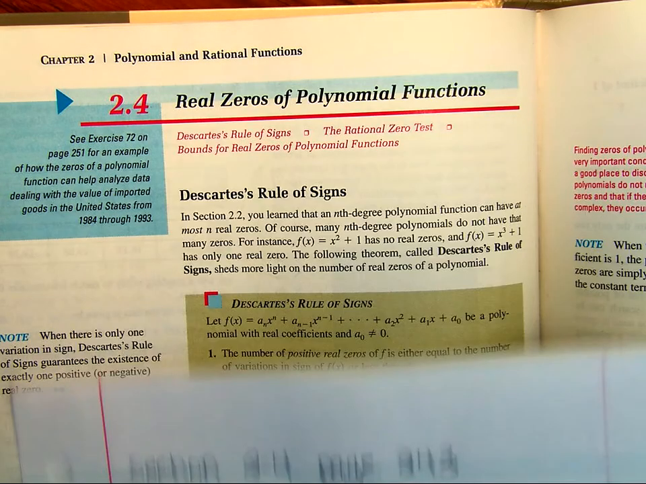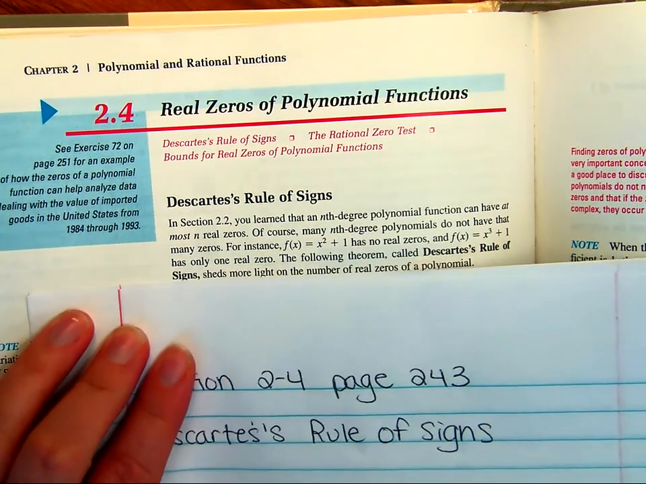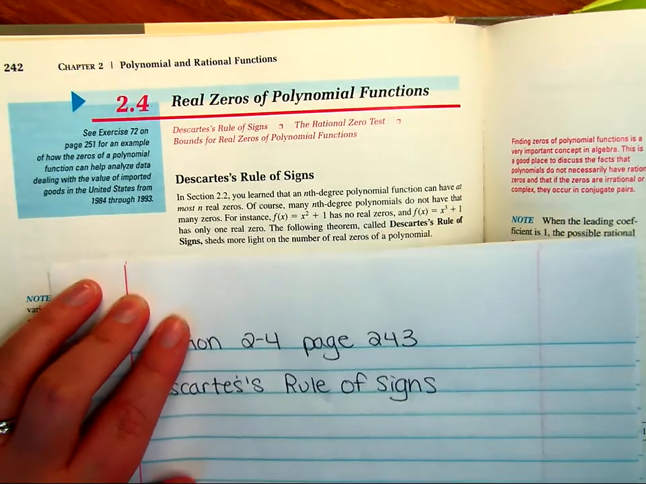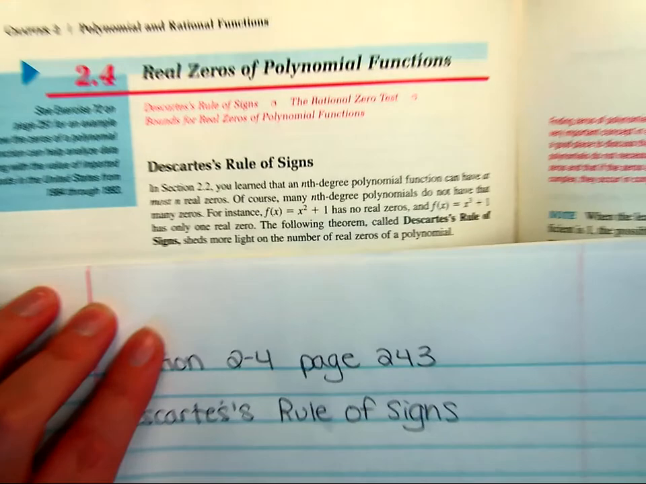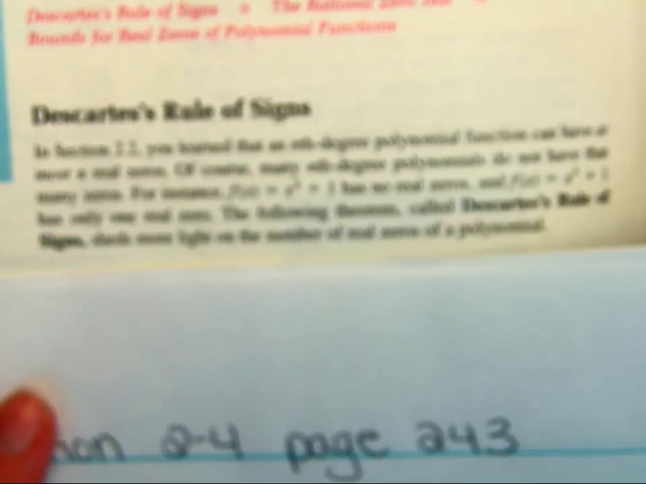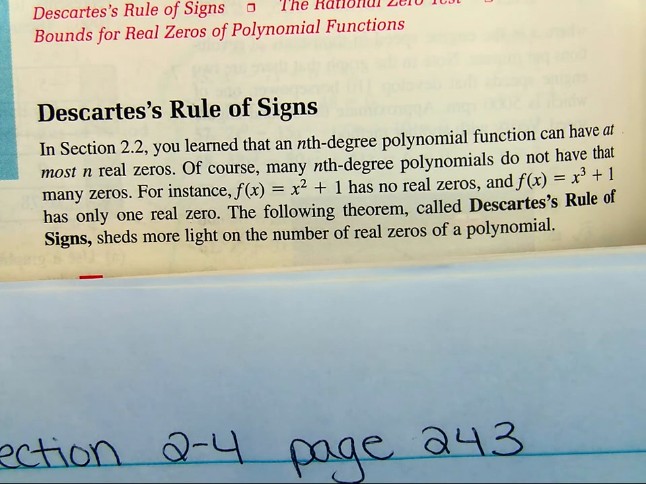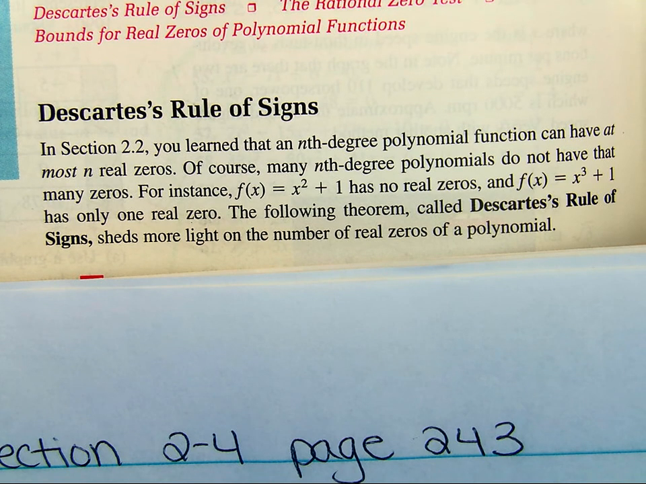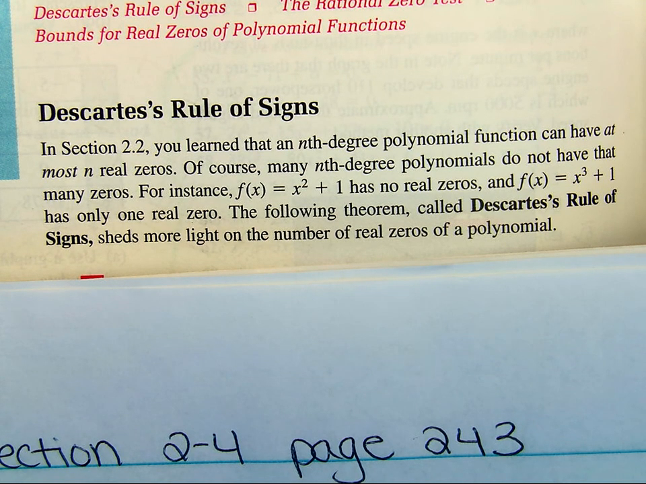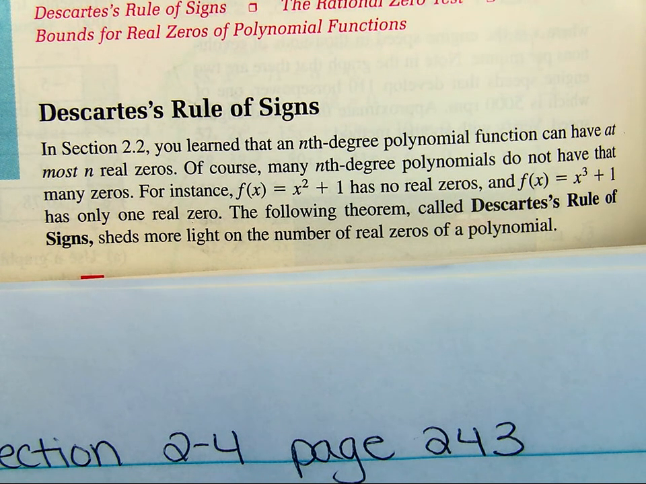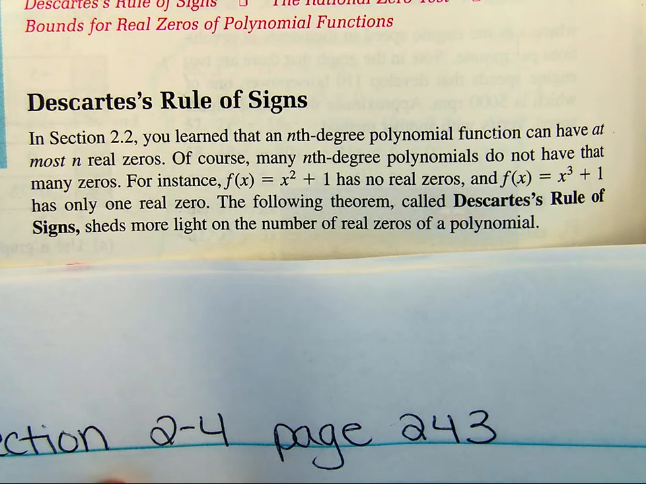And I'm going to read on page 242 at the top here, right under Descartes' rule of signs, where it talks about in section 2.2. So it says, in section 2.2, you learned that an nth degree polynomial function can have at most n real zeros. So that means x to the fifth is going to have at most 5 real zeros. That means it's going to touch the x-axis at most 5 times. It says, of course, many nth degree polynomials do not have that many zeros.